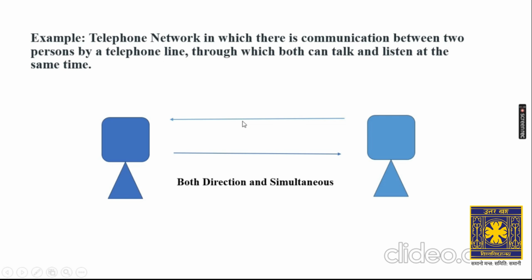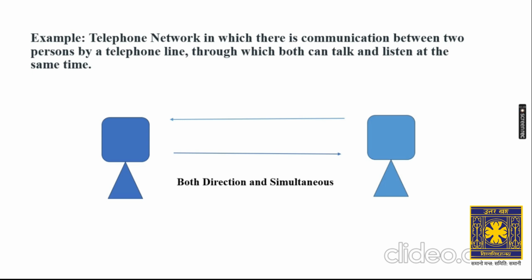You can see the figure here, the two computers are communicating. We are using here two channels. One channel is for sending the data to another computer, another channel is for receiving data from another computer. So things are done in a simultaneous manner. The telephone network is a very good example of full duplex mode of communication.